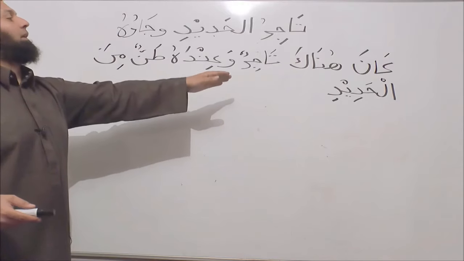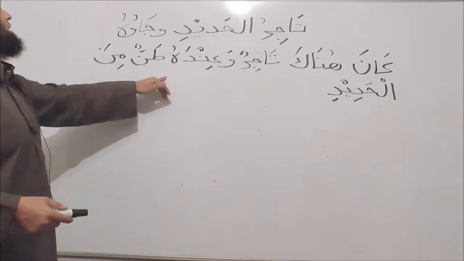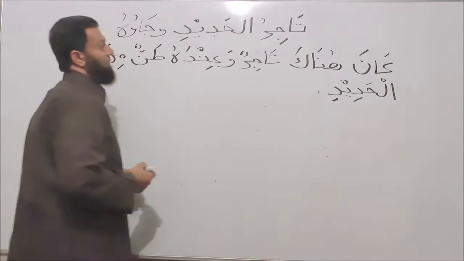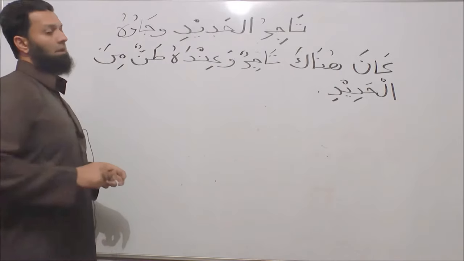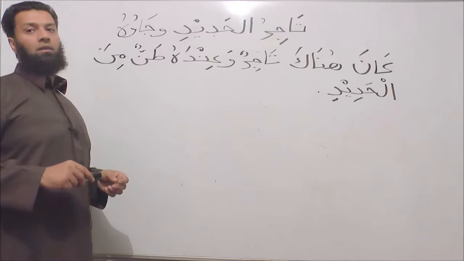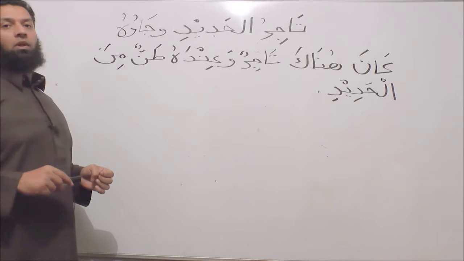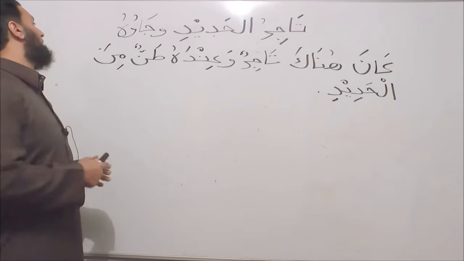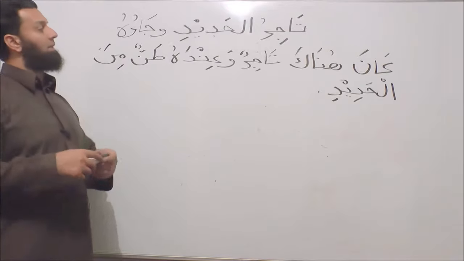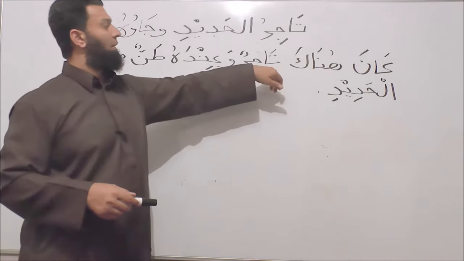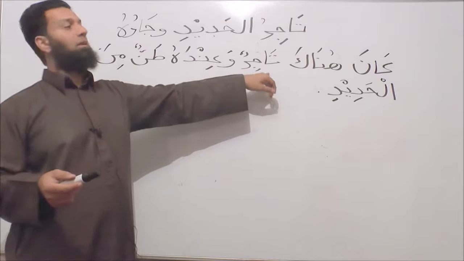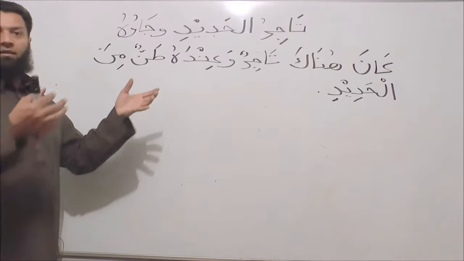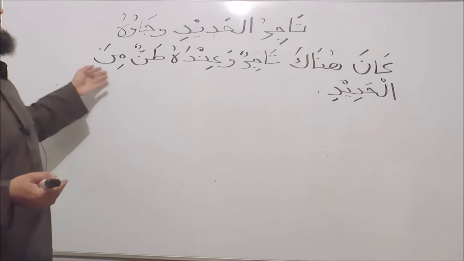Kana hunaka tajirun wa indahu tannun min al-hadidi. So what does that mean? There was a merchant there, and with him was a ton of iron. Wa indahu, and with him, tannun, a ton, as in a unit of measurement, tannun min al-hadidi, of iron.